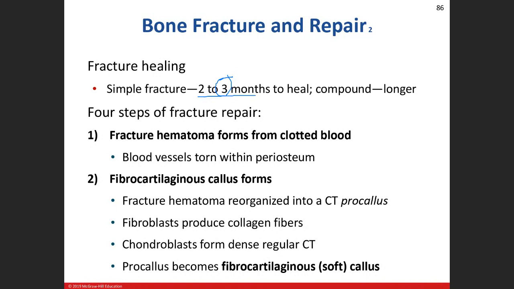So usually you'll have to get an orthopedist in there to go in there and set the bone. But a simple fracture, usually there's not that much misalignment going on, easy to deal with.